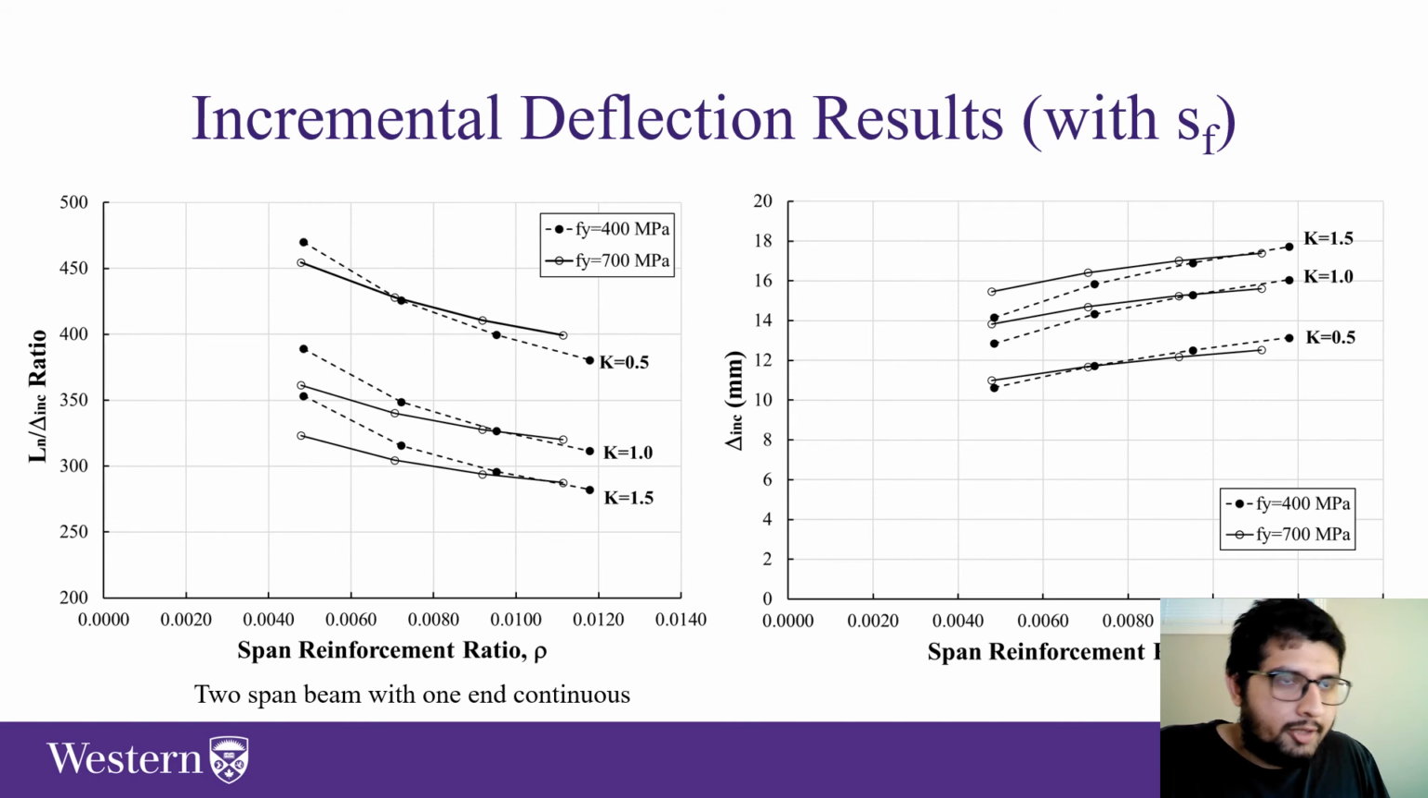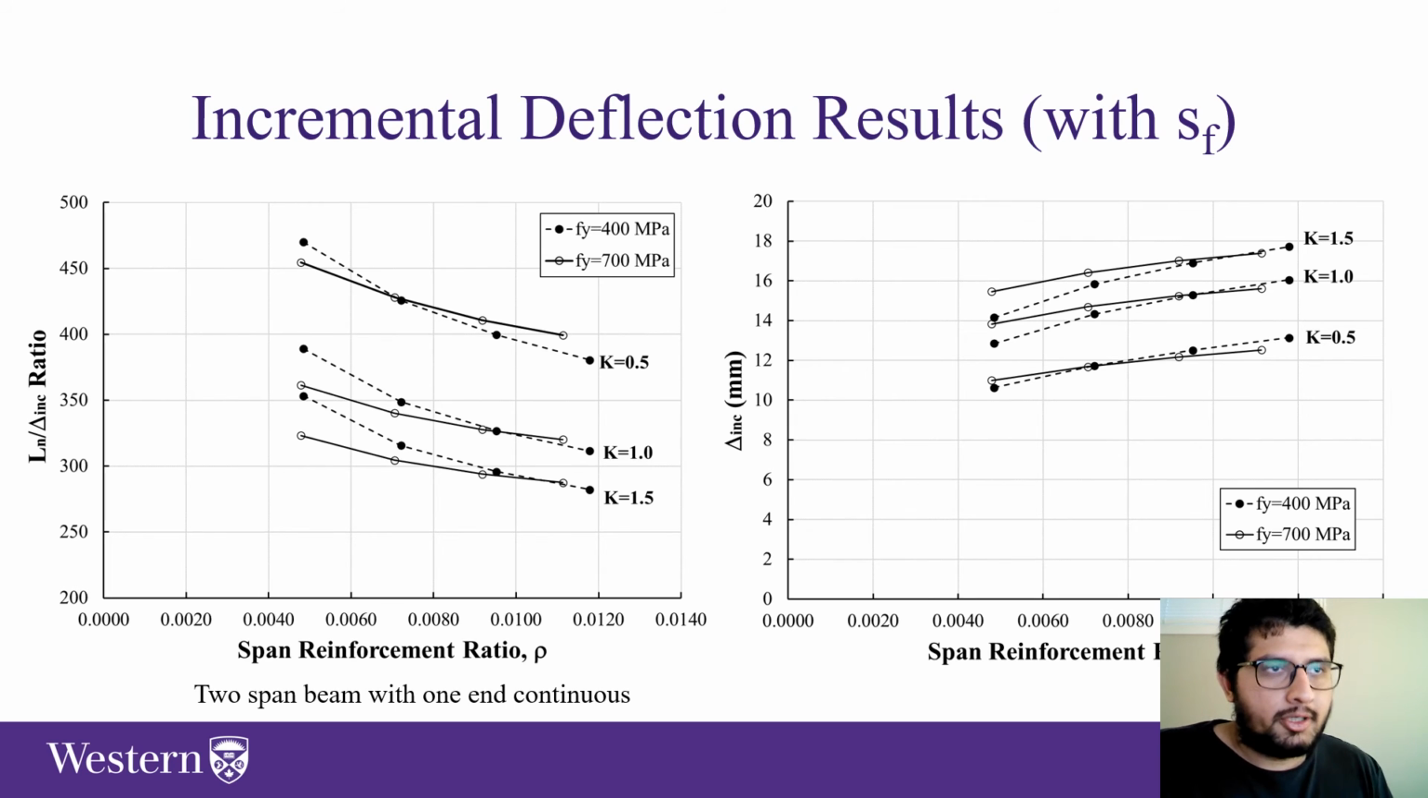and in A23.3, the ratio limit is 240, and as you can see in the figure on the left-hand side, all the curves are above 240, which means that the deflections are serviceable.